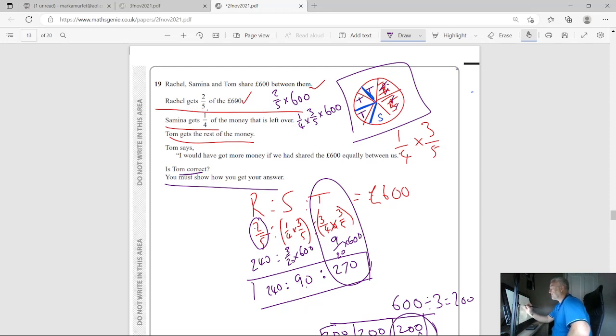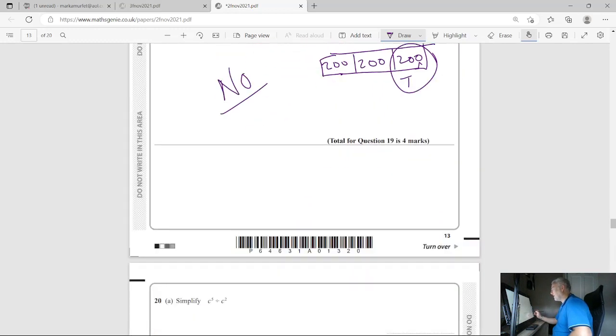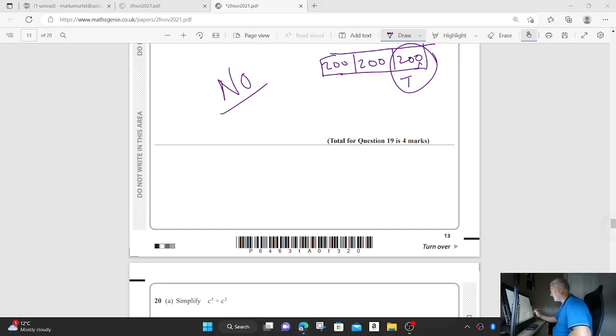And Tom gets the rest of the money. Well, he's then got 3/4 of 3/5 of 600. So hopefully you can see mathematically they're your 3 calculations that you're looking to do. And that would get you Rachel having £240, Samina having £90, and Tom having £270. So it's quite a heavy question for working through that one. Okay.